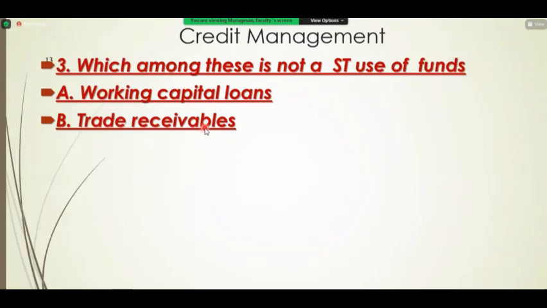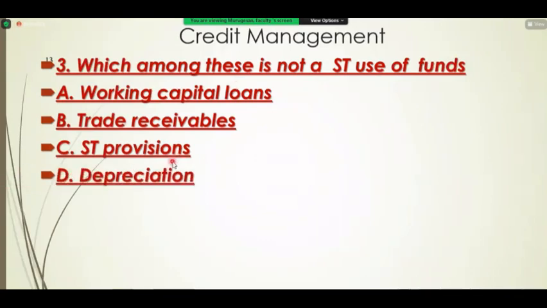So this is not a ST use. ST provision is not a use. It is rather a source. The question is, which is not a ST use of funds? Trade receivable is a ST use only. Depreciation is a LT source, as we just saw.